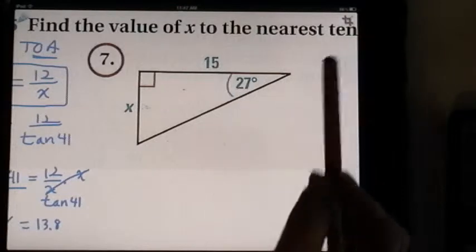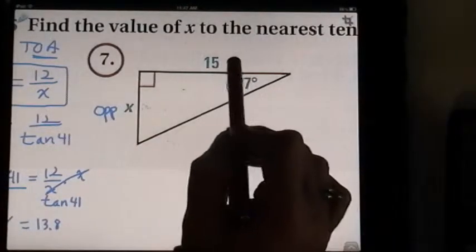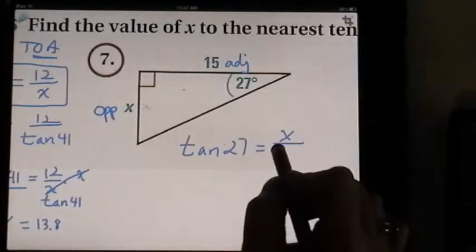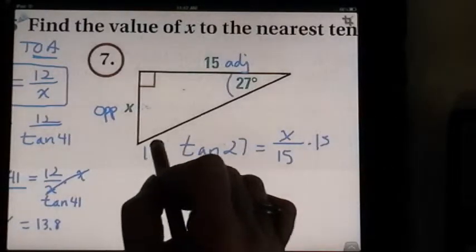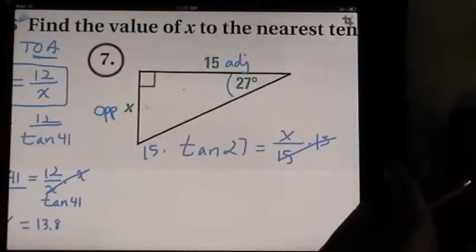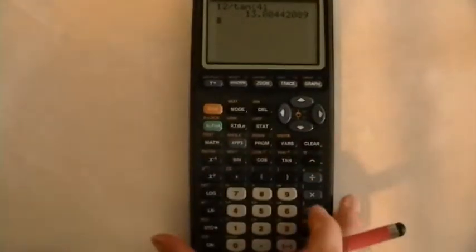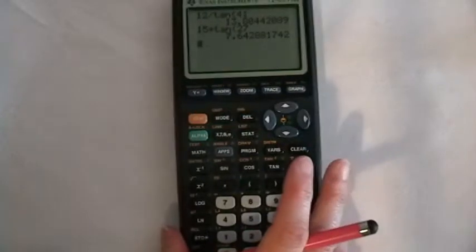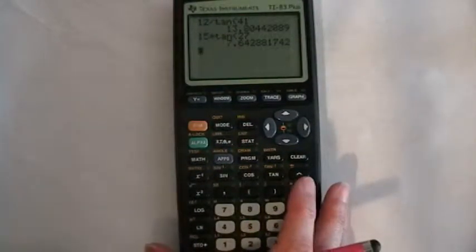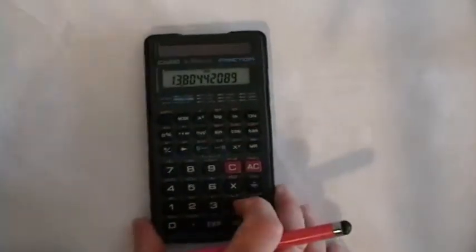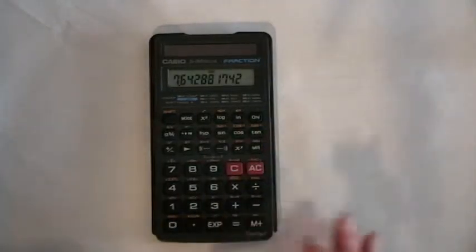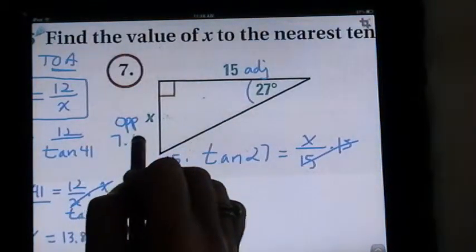Okay, for this one, we're looking at our 27-degree angle. This is our opposite side, and this is our adjacent side, so we're using tangent again. And we're going to say tangent of 27 is equal to the opposite side, which is x, over the adjacent side, which is 15. We'll multiply both sides by 15, and using the Texas Instruments, we will say 15 times tangent 27 equals 7.64, which is just going to be 7.6. Or, using the Casio, we're going to say 15 times 27 tangent. That's just the tangent of 27, so we press equals and we get 7.64, which is just 7.6.